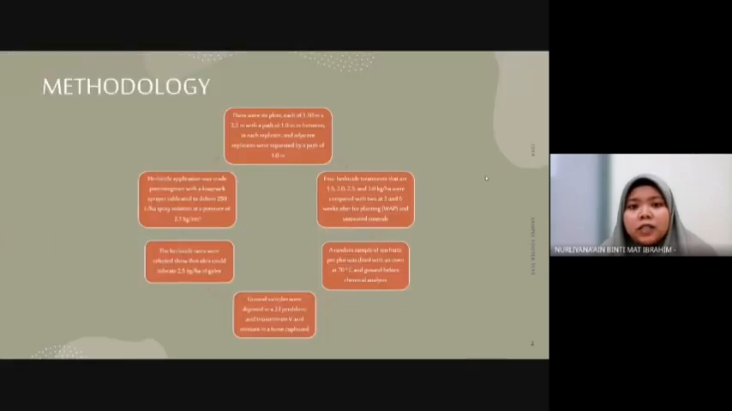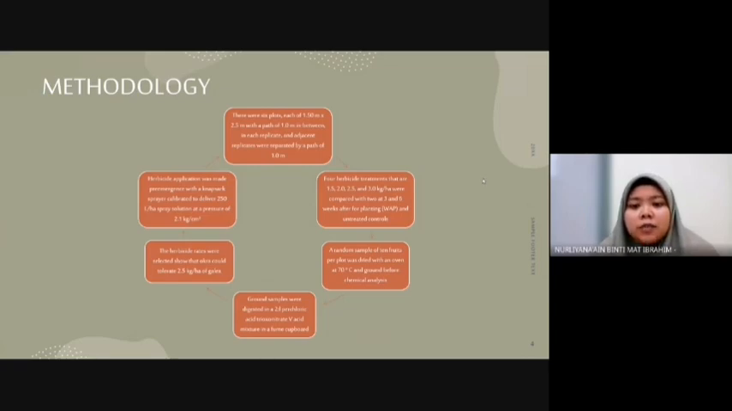Methodology. There were plots each of 1.5 meters by 2.5 meters with a path of 1.0 meter in between. In each replicate, and adjacent replicates were separated by a path of 1.0 meter. For herbicide treatments, rates of 1.5, 2.0, 2.5, and 3.0 kg per hectare were compared with application at 3 and 6 weeks after planting, WAP, and an untreated control.